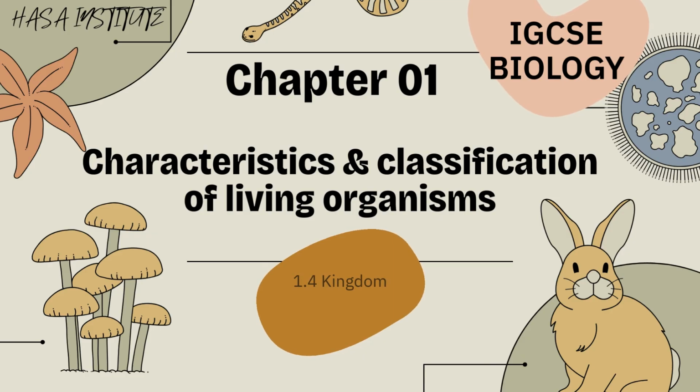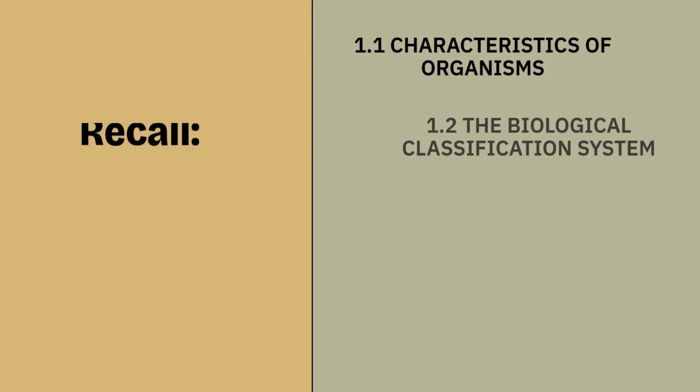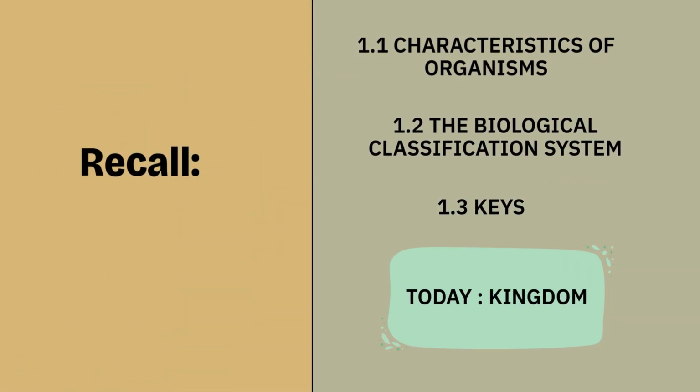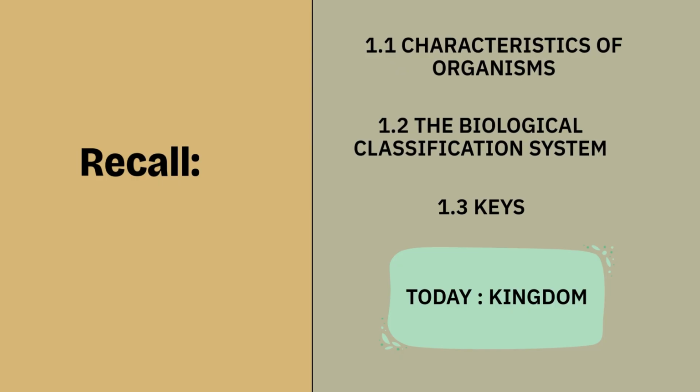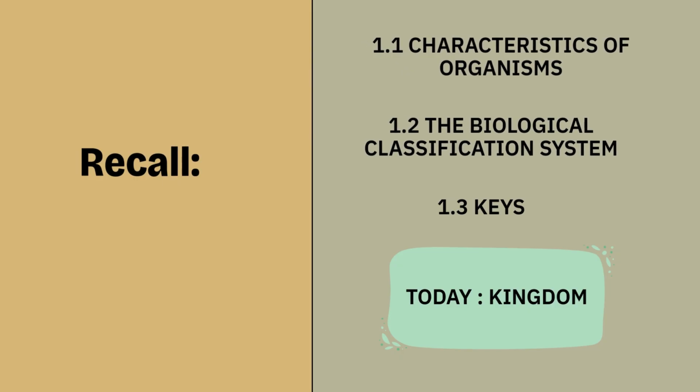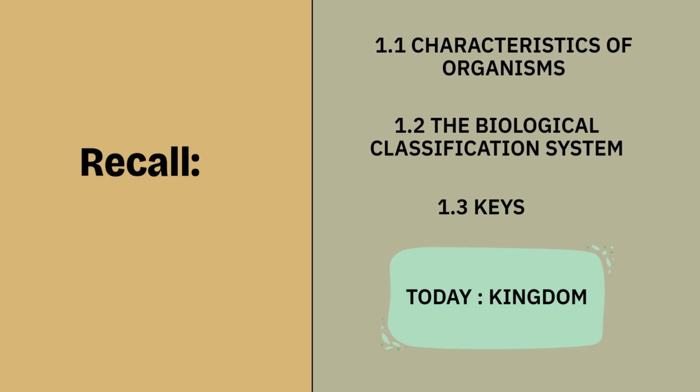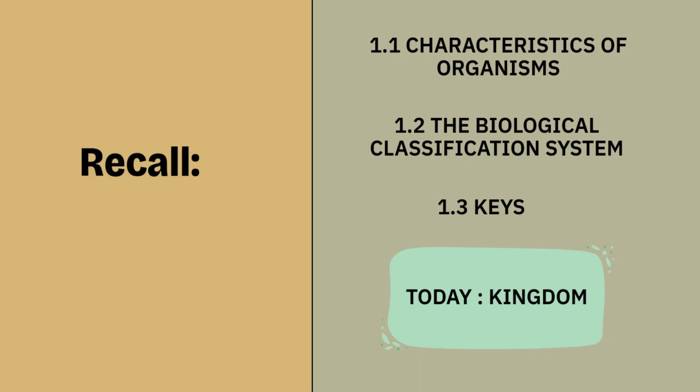This is the fourth session in our chapter 1. Today we are going to discuss kingdoms. As far as we have discussed in chapter 1: 1.1 characteristics of organisms, 1.2 the biological classification system, 1.3 keys, and today we will discuss kingdoms.